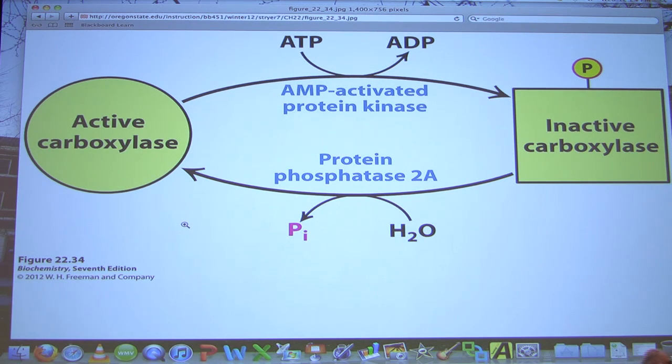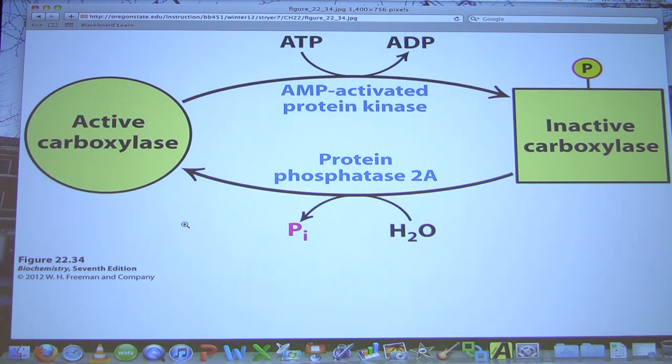Now, I said that phosphorylation is one way of partly inactivating it. There's another way of partly inactivating it, and that is by the byproduct of fatty acid synthesis, palmitate. Palmitate will inhibit acetyl-CoA carboxylase. Oh, good, we're in the good, right? Well, maybe not. We're also in the bad, because there's also another allosteric effector that activates the enzyme. And that allosteric effector is citrate.